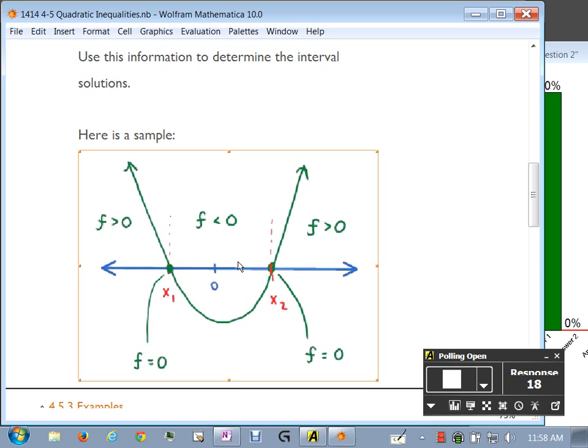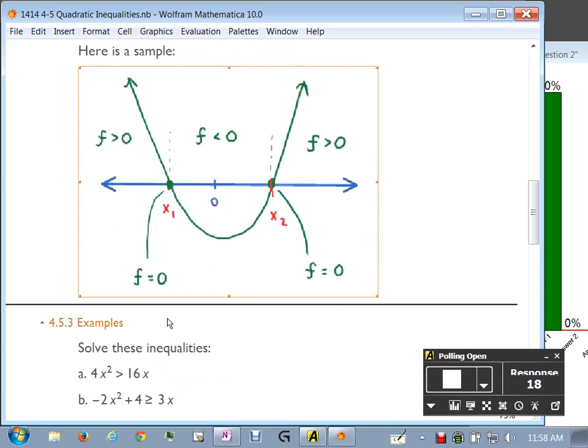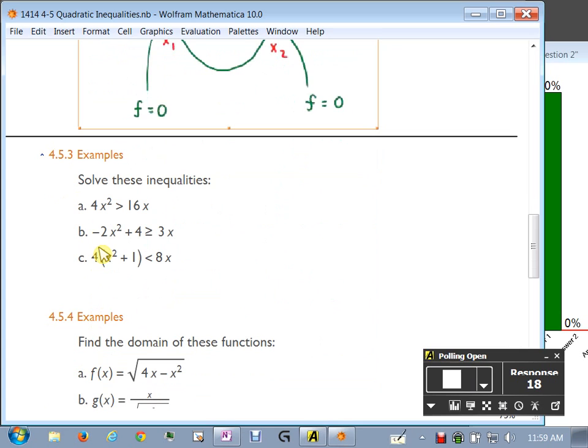So this is just a quick extension of what we've already done. We're going to do a quick little sketch of a parabola. Quick sketch. We're not even going to mess with the vertex. And then from that, we're going to figure out our intervals where we'd be positive or negative. All right? And that's it. There's nothing more to it. So we're going to do these examples.